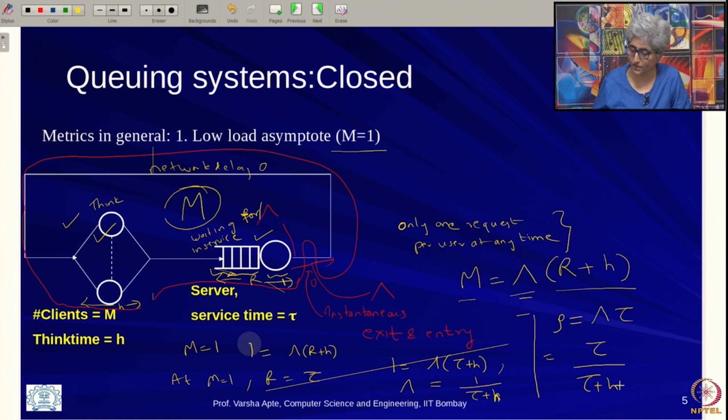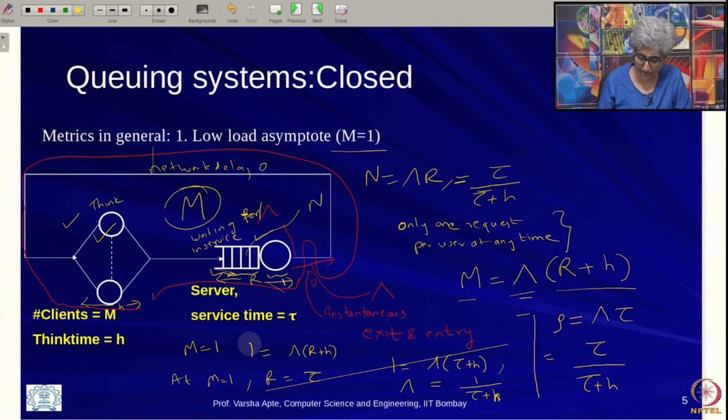What else do we need? We can get n is equal to lambda r, n is the number of customers at the server, right. We have r is equal to just tau, right. So, we have tau divided by tau plus h for number of customers at the server also. So, the low load asymptote for all of these we have calculated symbolically, and we will show a table later also to reinforce all of this.